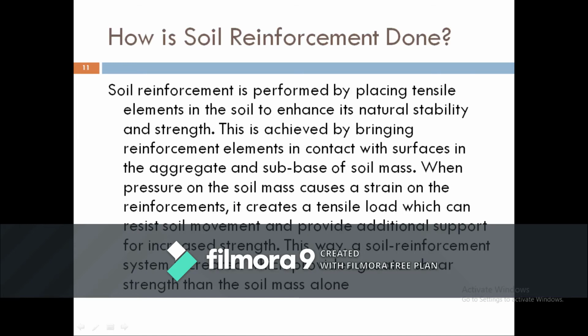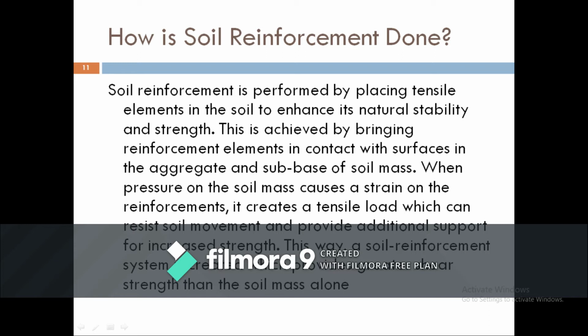How is this soil reinforcement done? Soil reinforcement is performed by placing tensile elements in the soil to enhance its natural stability and strength. So how are we doing it? We are taking some element and putting it in the soil so that its tensile strength is increased. The natural stability as well as strength is increased.